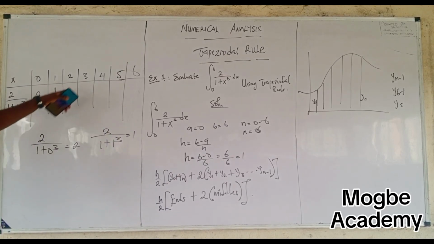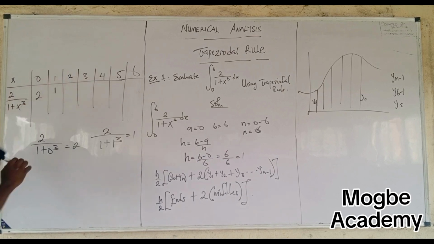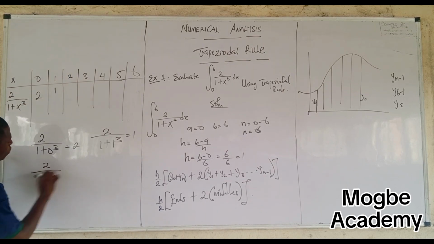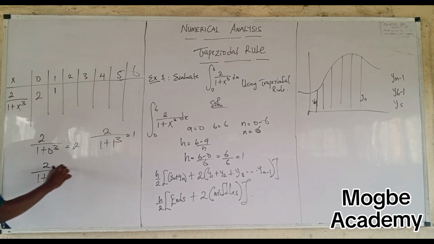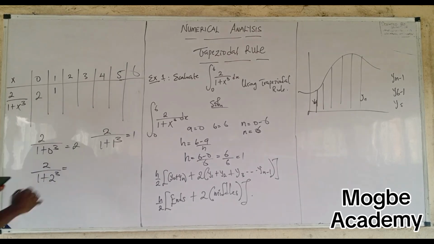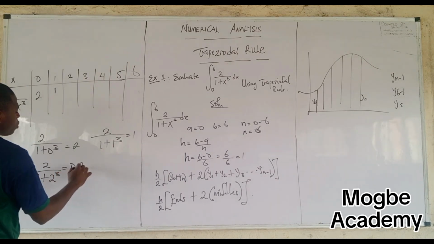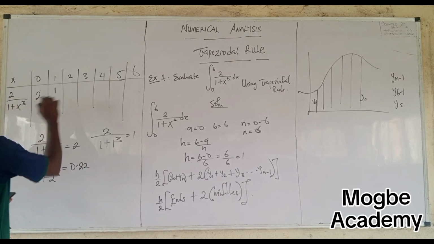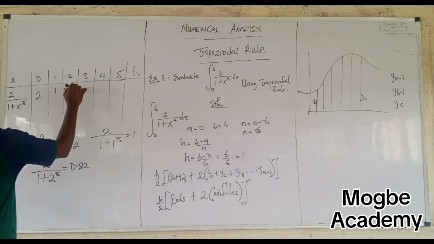Are we together? Now, the next one is for the interval of 2. You simply have 2 over 1 plus 2 cubed. Are we together? Now, if you punch this in your calculator, you simply arrive at 0.22. Are we together? Now you have 0.22 here.